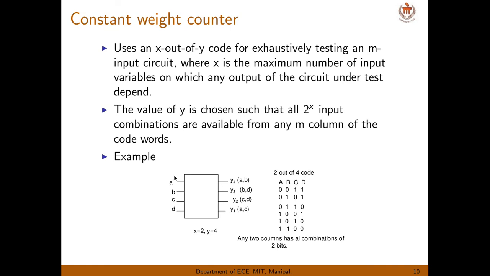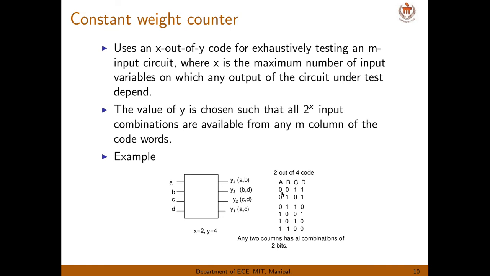So this is a typical example. We have 4 inputs ABCD and we have 4 outputs y1, y2, y3, y4, and any output you take, it will depend on a maximum of 2 input variables. So x will be 2 here. And y equal to 4 because there are 4 outputs. So you can have a 2 out of 4 code for the 4 inputs ABCD, but there is no need to produce all the 16 combinations, you produce only 2 out of 4 codes.